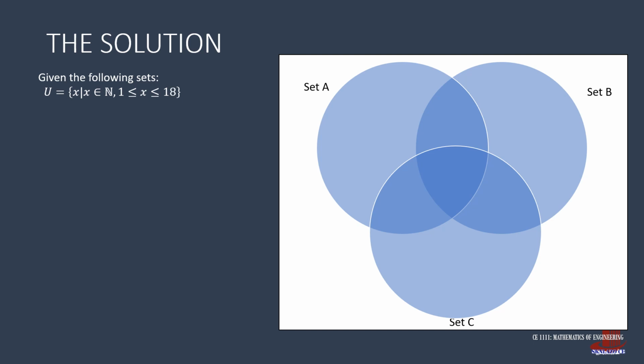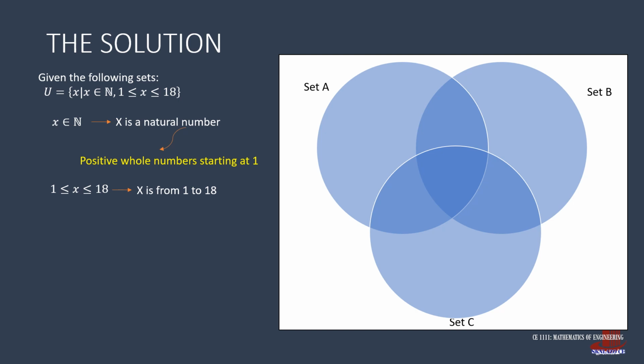Start with set U, the universal set. It contains all values of x, and they should be natural numbers. A natural number is described as positive whole numbers, starting from 1 to positive infinity. The next condition of the set is x should be within 1 to 18. So U is with the elements from positive 1 to positive 18.